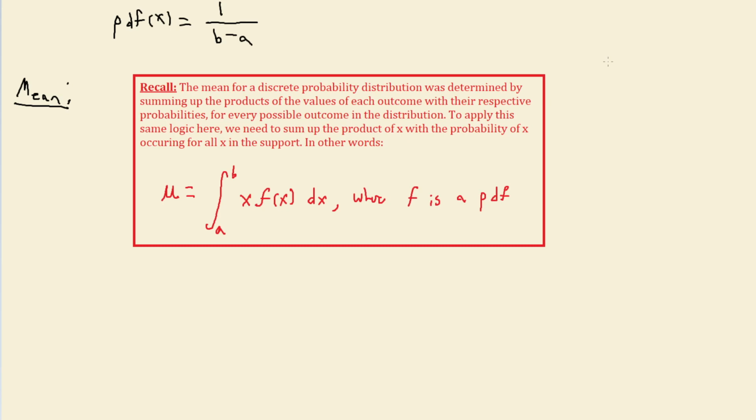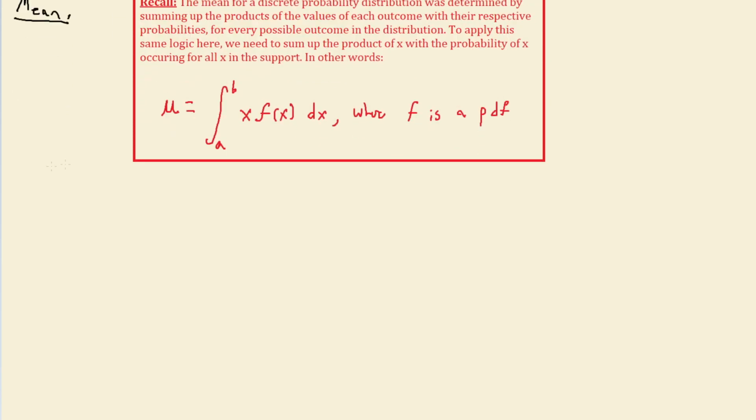And because we're dealing with continuous data here, that means we're going to have to integrate. So here, our mean is going to be given by the definite integral from a to b, all the values in the support of x, multiplied by the probability density function, where f is the probability density function. And we can figure this out because now we know what the probability density function is. So the mean is going to equal the integral from a to b of x over b minus a with respect to x.